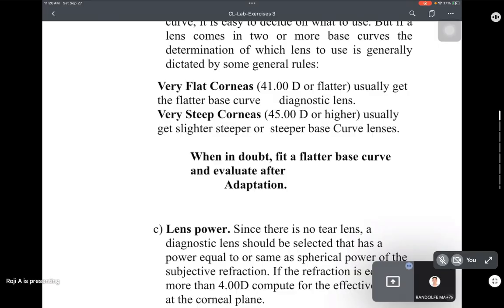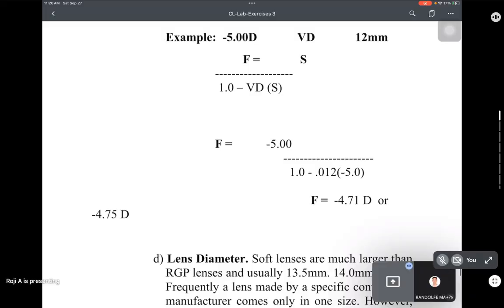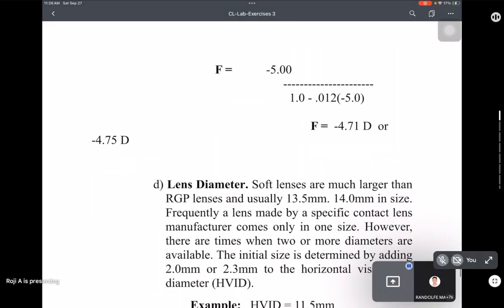Yes, Doc. All right. And then as for lens power, as you can see, this is our lens formula, wherein F is S, your subjective refraction, spectacle refraction, or manifest refraction, over 1, which is the air, minus the vertex distance times your subjective refraction or spectacle. That should give you this. That's why in our example, minus 4.71, you can use 75 basing on the least minus. I hope this is clear now, Randolph.